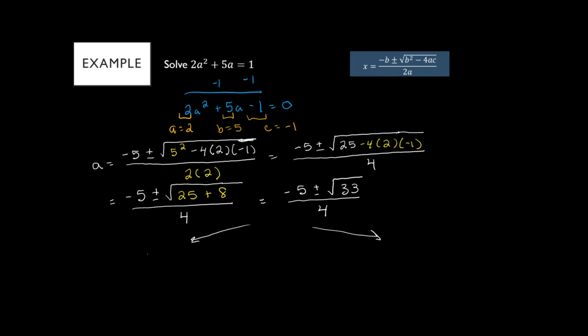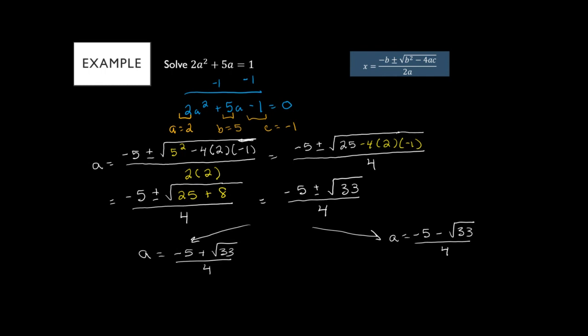So we can't simplify the square root of 33, so I'm going to now rewrite that plus or minus. We've got a equals -5 plus the square root of 33 over 4, and then a equals -5 minus the square root of 33 over 4. That is completely fine to write your answers like this, because we can't really add -5 and the square root of 33 because they're not like terms. One has a square root, one doesn't.